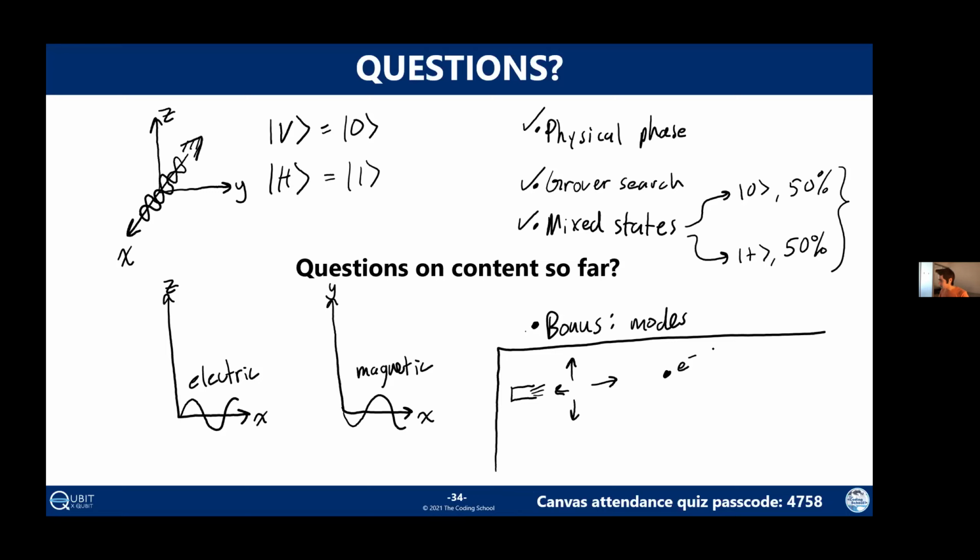Okay, yeah. So does the mixed state have an effect on single quantum gates or combined quantum gates? Not sure I understand that question. Let me see.